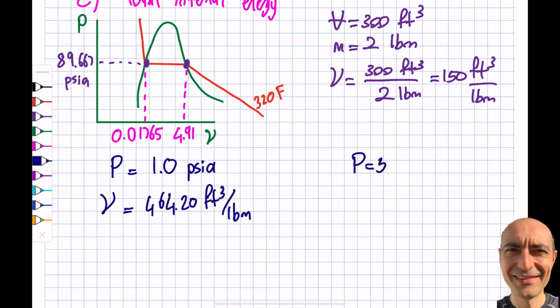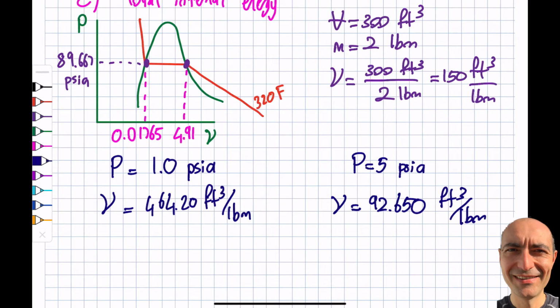So P is equal to 5 psia. And I'm looking there and I note that this is 92.650 feet cube per pound mass. Okay. So now the question is this: you know that my number is right in between. So then I have to do some type of interpolation. And interpolation will come in handy in this A6 a lot, okay? It's kind of rare that you just are lucky that it corresponds to here, okay?